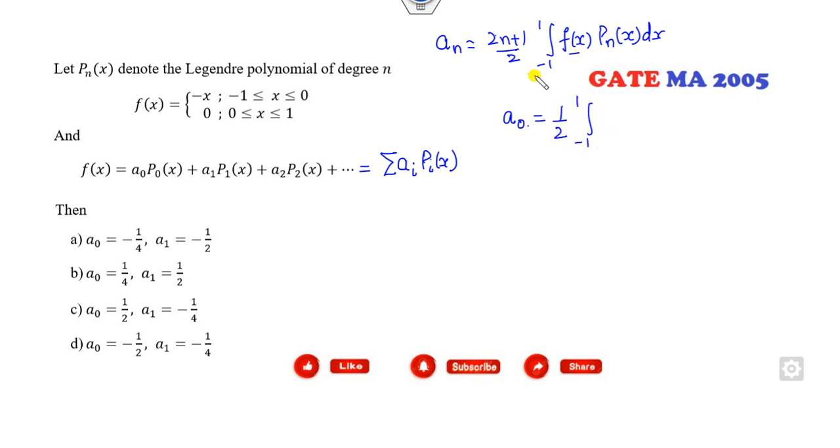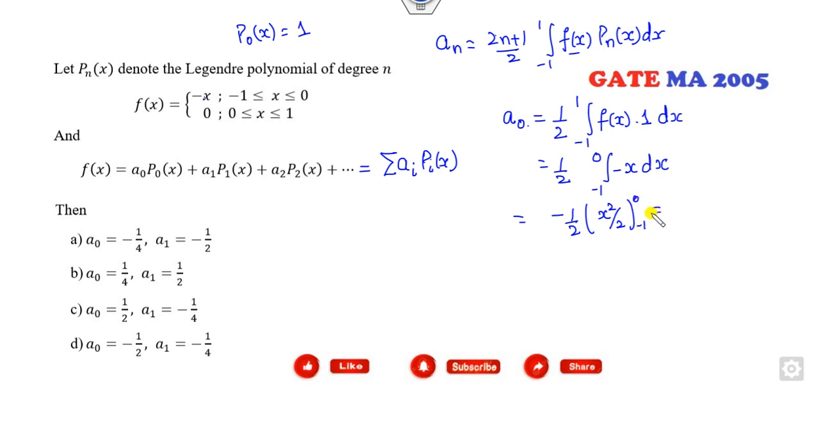From -1 to 1, what is f(x) here? What is P0(x)? It is always 1. So what is the answer of this? I can write f(x) here, so from -1 to 0 it is minus x. What is the integration of this? Minus half is common, x square over 2 from 0 to -1. So it is minus half, 0 minus, so it is plus 1 by 4. So A0 cancels, this is cancelled, this is cancelled. Only left behind is my B, the right answer.